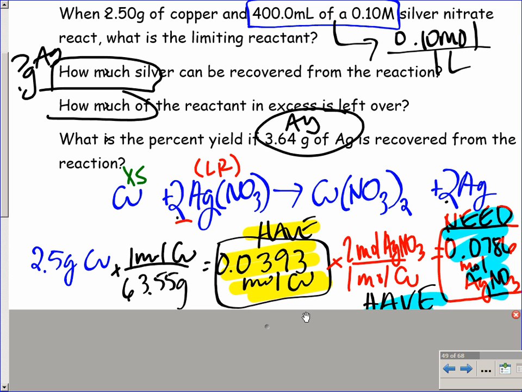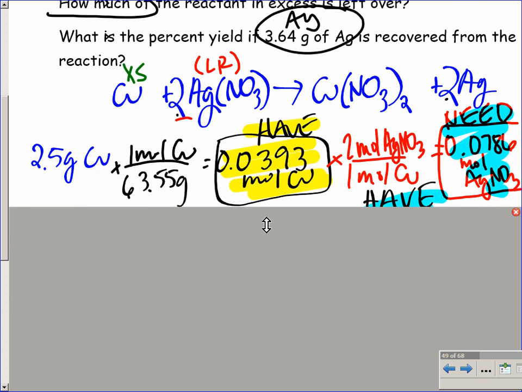I'm just going to do a quick verification. So pause for a second. Give me a thumbs up if you've gotten to your moles of copper. What's your moles of copper? Your half is 0.0393. So that's your half of copper moles. Has anybody figured out how much they have of their silver nitrate?